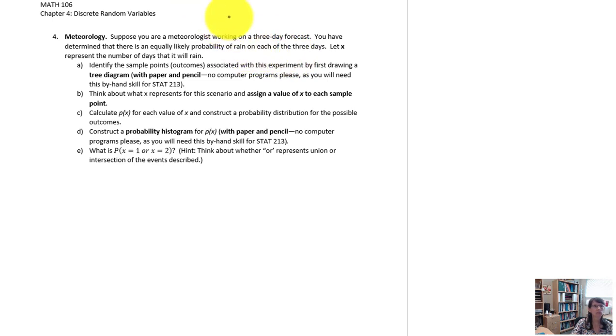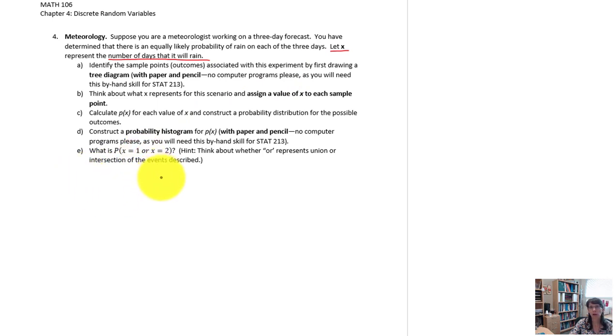So we were just given a very important piece of information, and that is what x represents for this particular scenario. Let x represent the number of days of rain. For part A, we're going to identify the sample points, which are also known as our outcomes, associated with this experiment by first drawing a tree diagram.